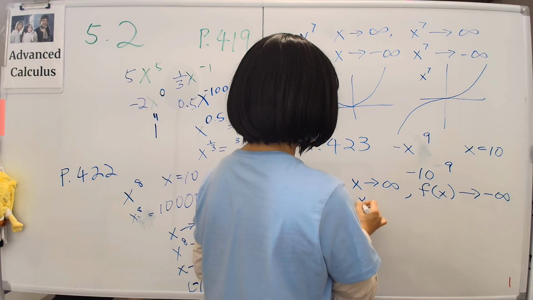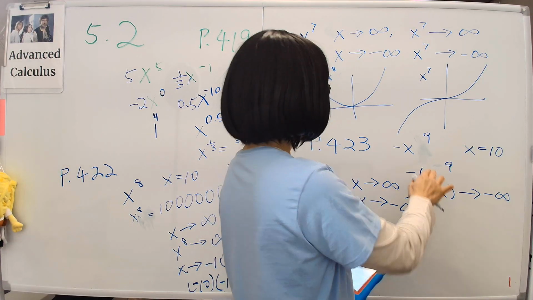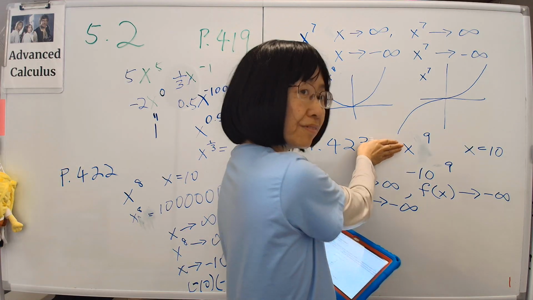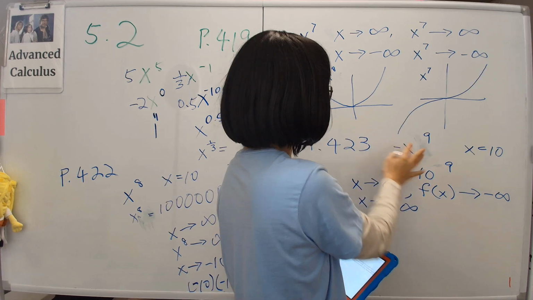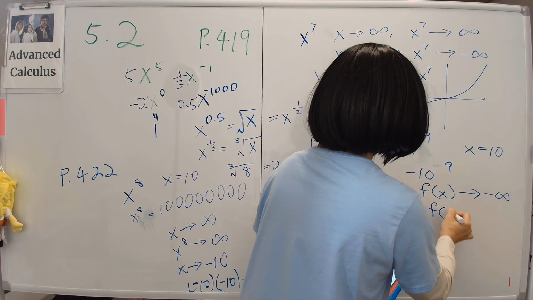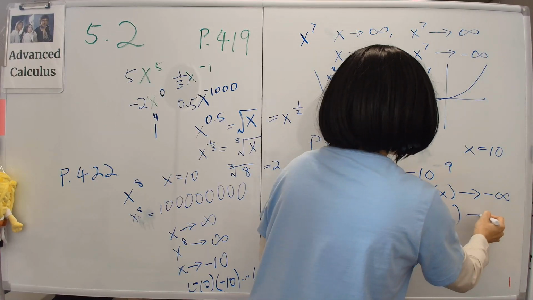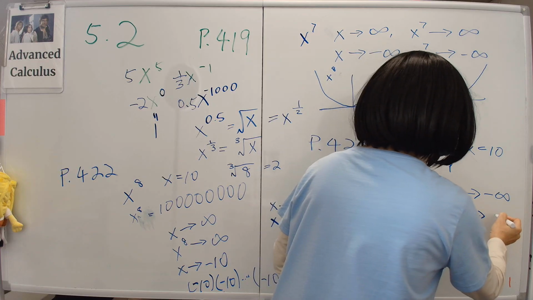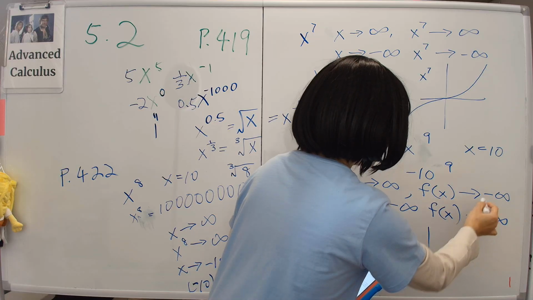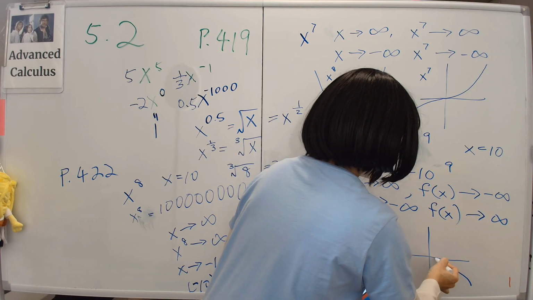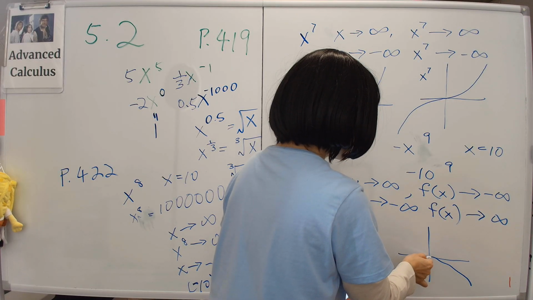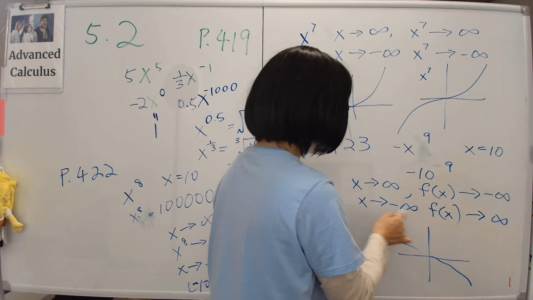And then when x goes to negative infinity, because it's an odd power, this function without the minus sign will go to negative infinity as well. However, with a minus sign, it changes the negative to positive. So f of x, which is minus x to the power 9, will go to positive infinity. In other words, the normal sign got flipped over. So this function goes to negative infinity as x approaches positive infinity, and goes to positive infinity as x goes to negative infinity.